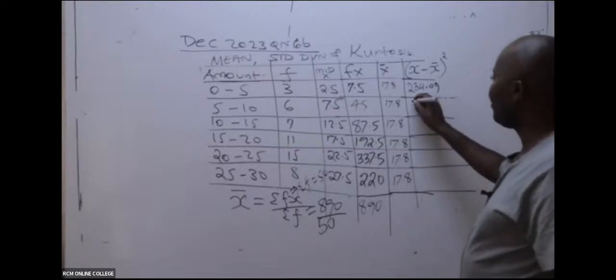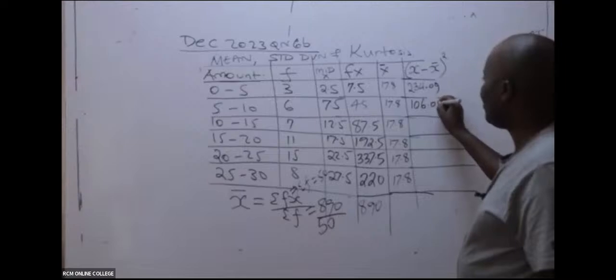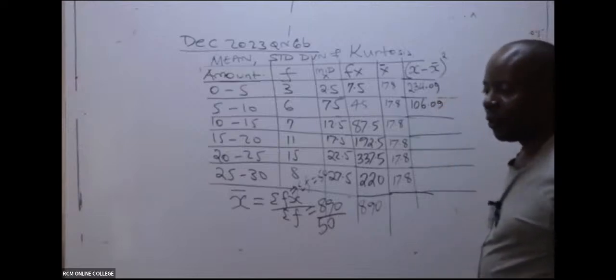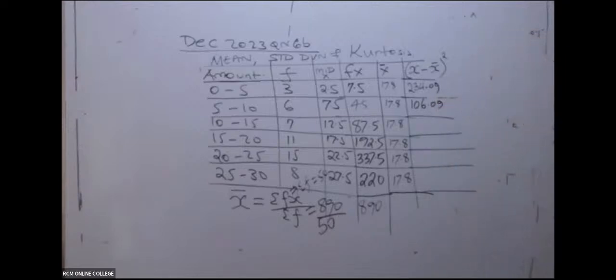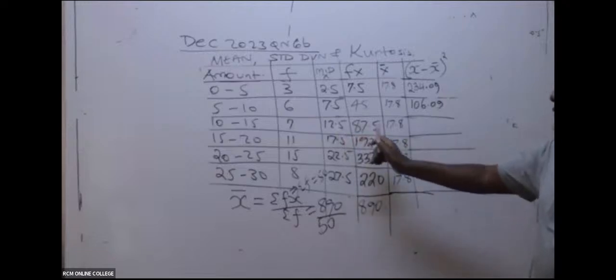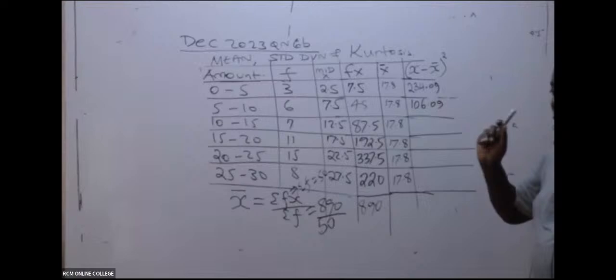106.09. Thank you. We go to the third one. Unfortunately, I'm only being given answers by very few students. So the third one, it is 12.5 minus 17.8. Whatever we get, we square.